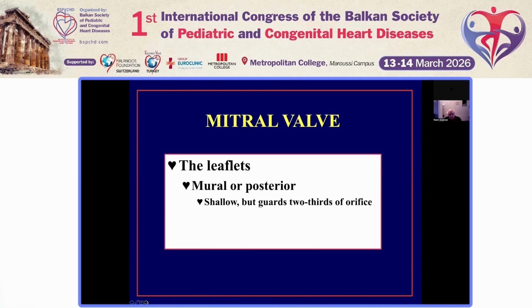And they are supported by the junctions. So one is mural or posterior. It is shallow, as I'll show you shortly. The other one we've already discussed is in fibrous continuity with the leaflets of the aortic valve. So that's why I prefer to call it the aortic leaflet. And it guards 1/3 of the valvar orifice, but is much deeper.